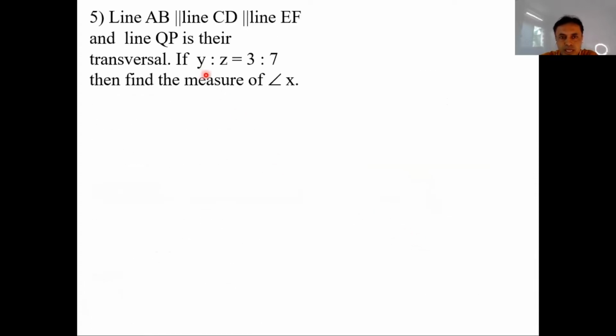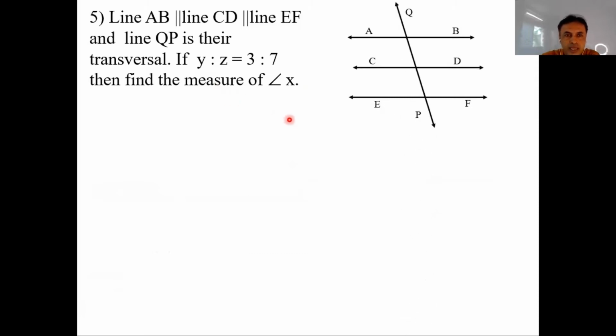So your question is, line AB parallel to line CD parallel to line EF and line QP is their transversal. If Y is to Z is 3 is to 7, then find the value of measure angle X. Now students, please pay attention. Proper writing is also a major part to be taken into consideration with the diagram, where this angle is X, the next angle is Y, and the last angle is angle Z.